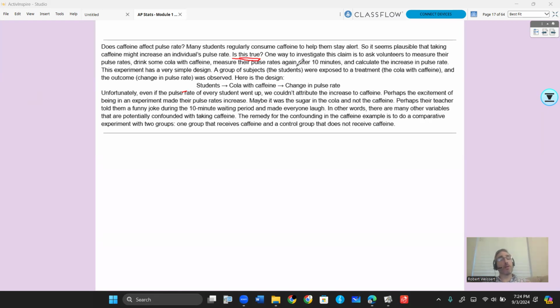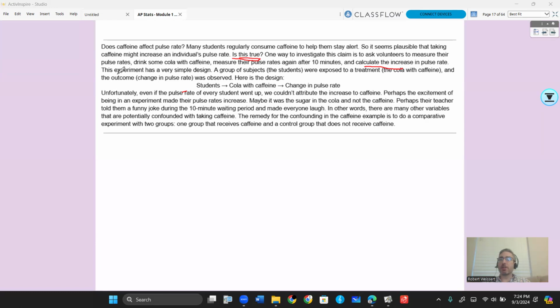Now we're measuring, if we're asking volunteers, remember, we can't make people do something. So a lot of times we can't random sample for experiments. So we're only looking at people that are similar to ones that are like this experiment. Volunteers measure their pulse rates, drink some cola with caffeine, and measure their pulse rates again after 10 minutes, then calculate the increase in pulse rate.